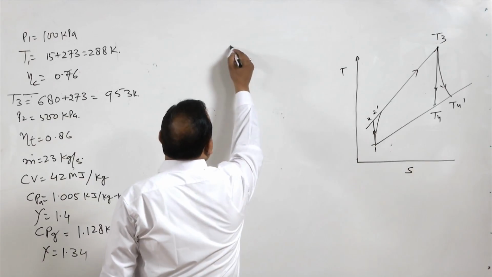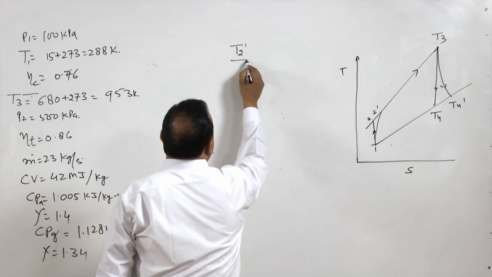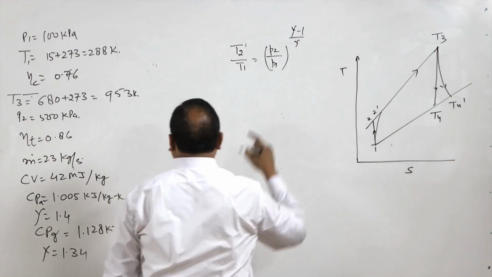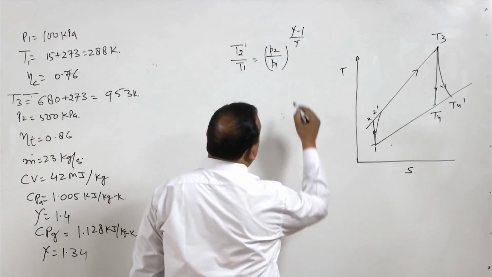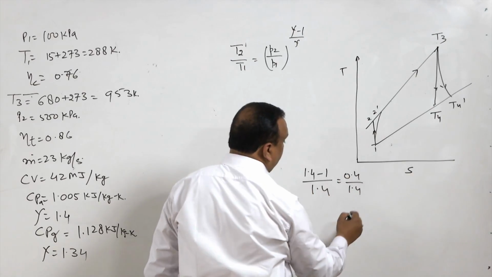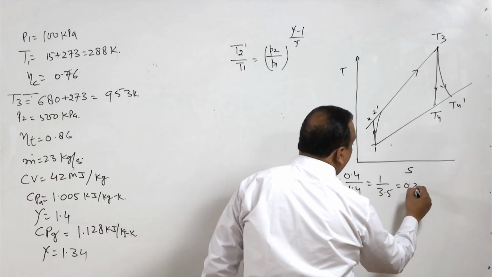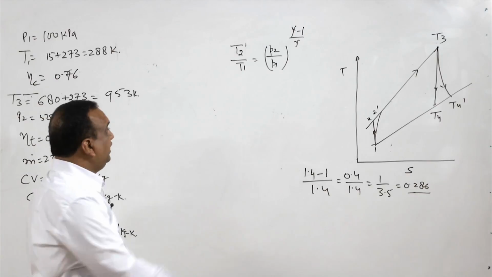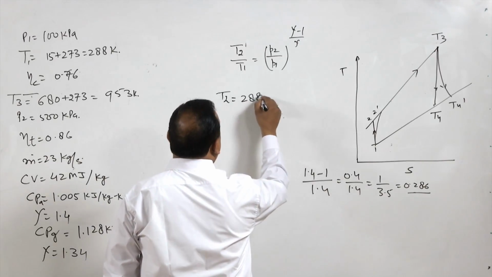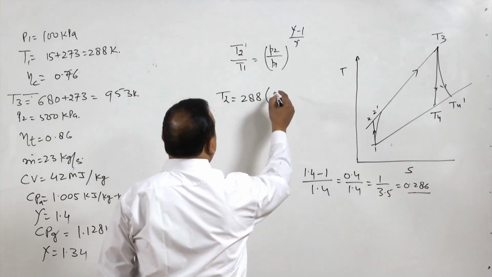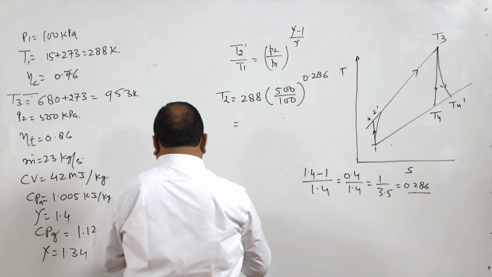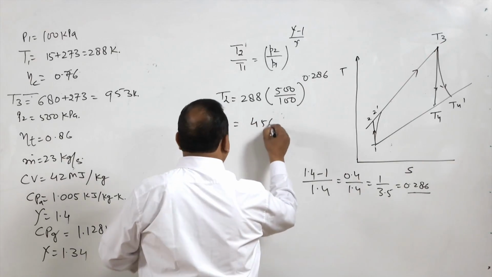So, first of all, we will find the temperature of air at state 2, so 2 dash. T2 by T1 is equal to P2 by P1 raised to power gamma minus 1 over gamma. So, gamma is 1.4, gamma minus 1 is 0.4, 0.4 by 1.4 is 0.286. So, directly we can use 0.286 instead of writing this. So, T2 is equal to T1, 288, times P2 by P1, where P2 is 500 and P1 is 100, raised to power 0.286, and this gives the value of T2 as 456.34 Kelvin.